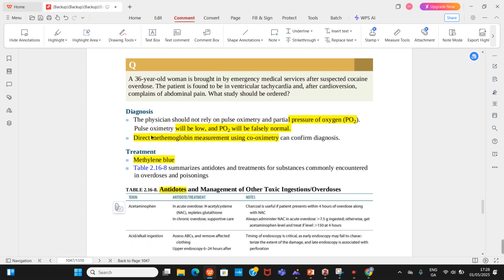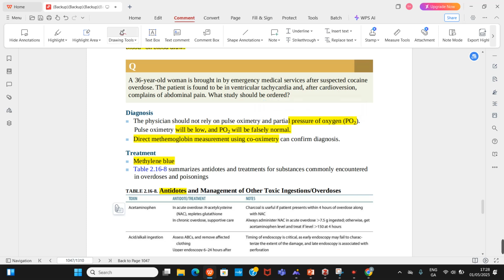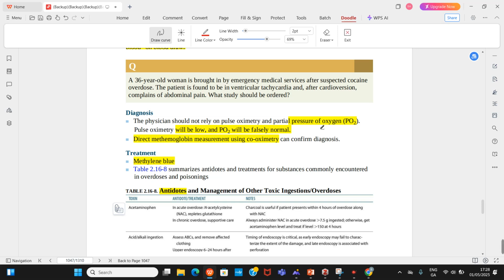So, just like carbon monoxide poisoning, the physician should not rely on pulse oximetry or PO2. That physician is just fooling himself because they are not going to see anything. In fact, they will be confused. Now, the change that happens in MET is that the pulse oximetry is not going to show normal SpO2. That's the difference. This one is now going to show a low SpO2.